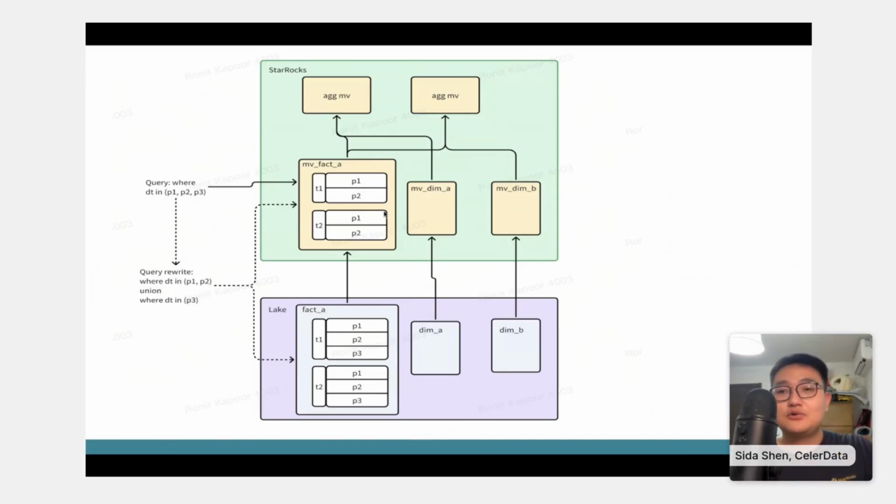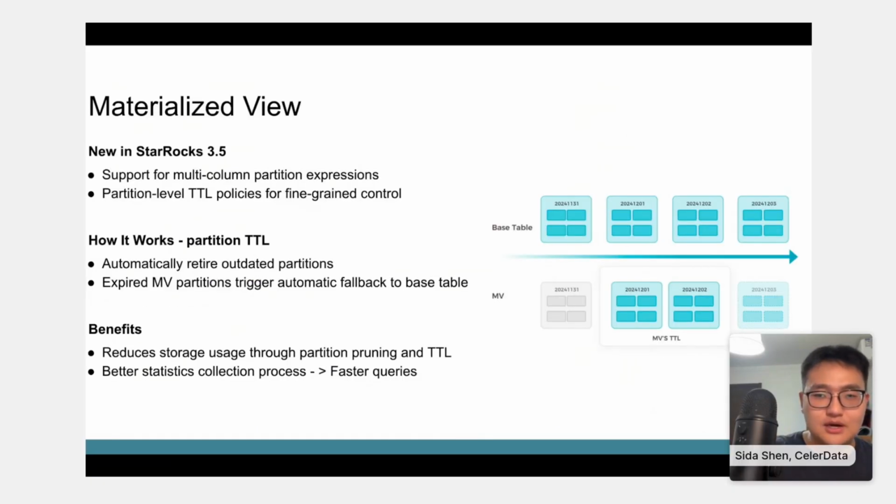Or directly query this and just utilize the StarRocks format difference, right? Or you can create another materialized view with more pre-aggregation or denormalization on top of it. So a nested materialized view to give yourself even better performance, right? So this is materialized view, multi-column partition expression, and materialized view partition TTL.